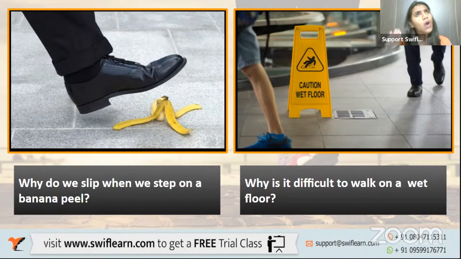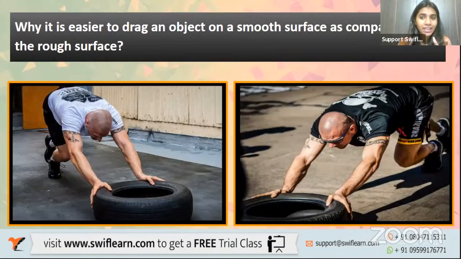Yes or no? Now imagine another scenario wherein you're walking on a wet floor. Okay, it's more difficult to walk on a wet floor. There are chances that you might slip and fall down. Yes or no? Why is this happening? Because in that case, the friction is more between the surface and the ground.